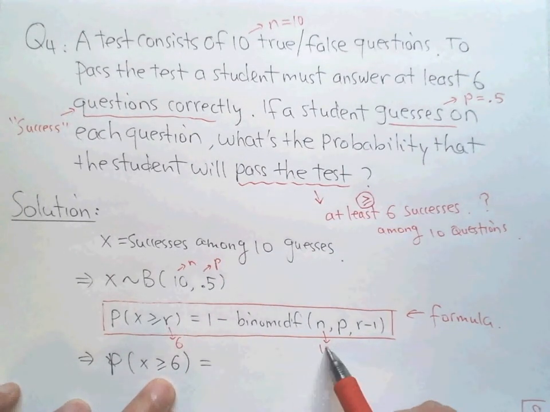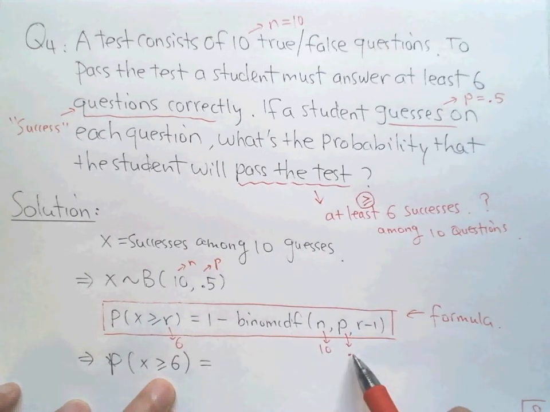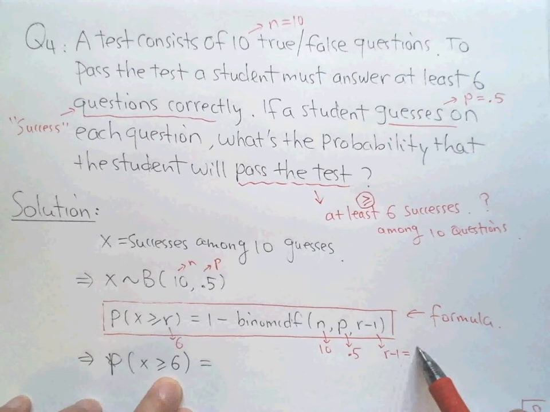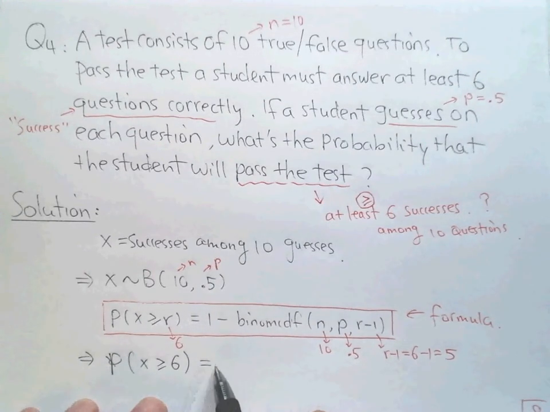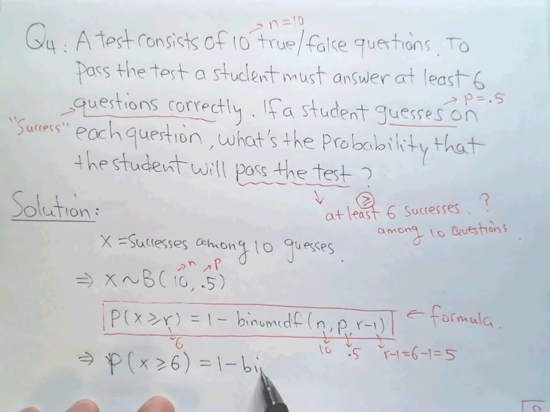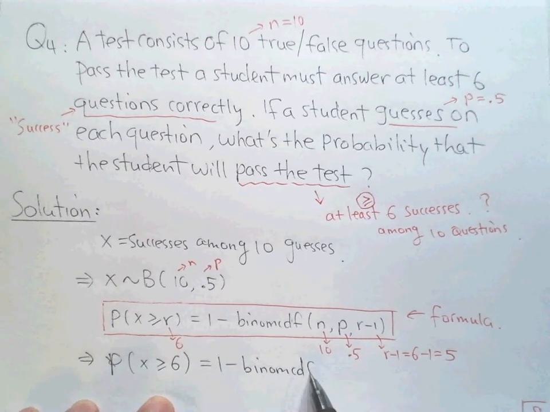Not difficult. What is R? R is 6, right? What's N? N is 10. What's P? It's 0.5. What's R minus 1? R minus 1 equals 6 minus 1 equals 5. Be sure to take care: R minus 1 is 5. If you put 6, you will get a wrong answer.